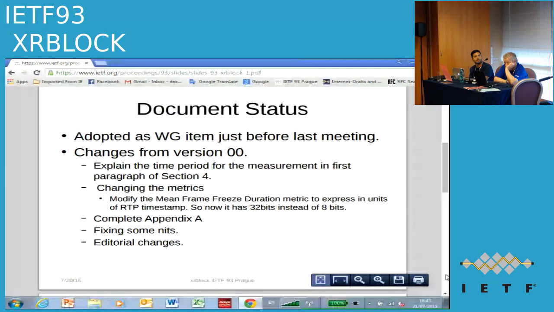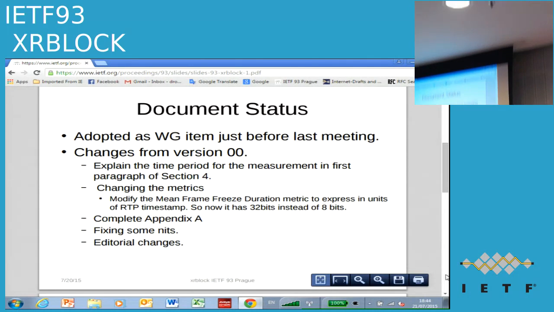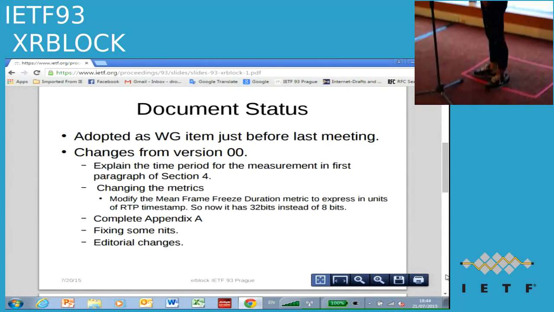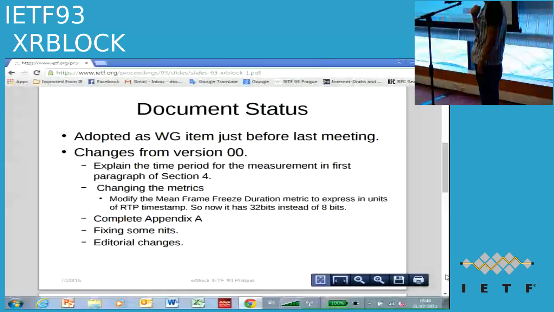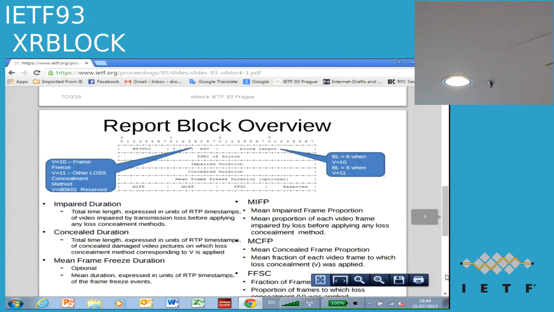This report block relies on the concealment information block to report the concealment period and should be combined with the concealment information block to form an RTCP packet. We also made some metrics changes. We modified the mean frame freeze duration metric to be expressed in units of RTP timestamps, so it now has 32 bits. And we completed Appendix A and also fixed some nits and some editorial changes.